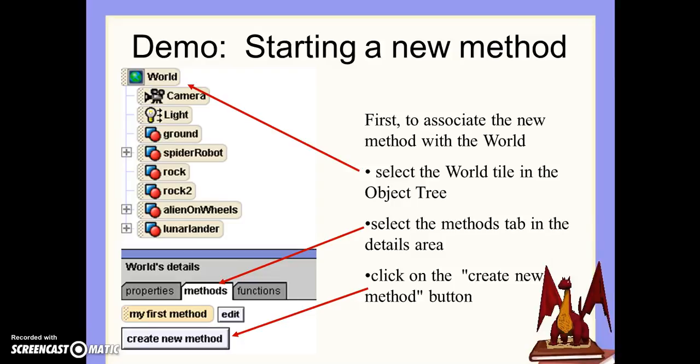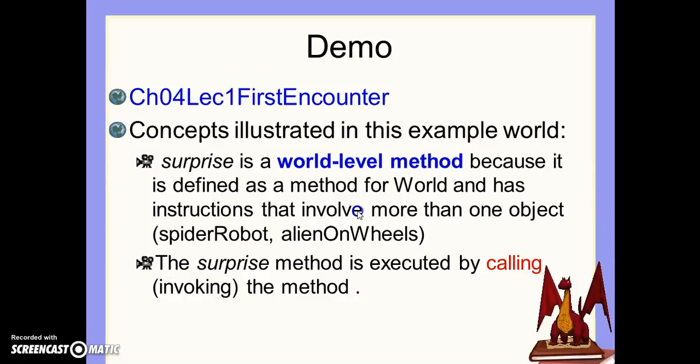Then when the world's details come up in the lower left-hand side, we click on methods, and we can click create a new method. We can then name the method, and then we can write the method and call on it whenever it's needed. All right, so let's take a look at the demo.